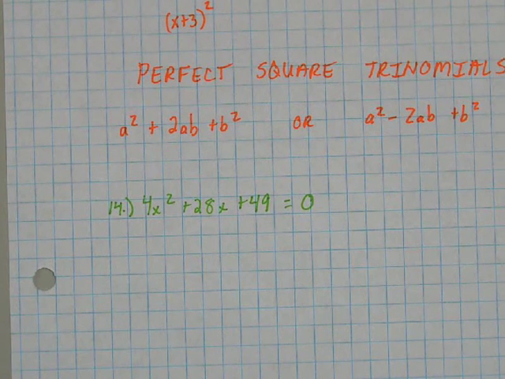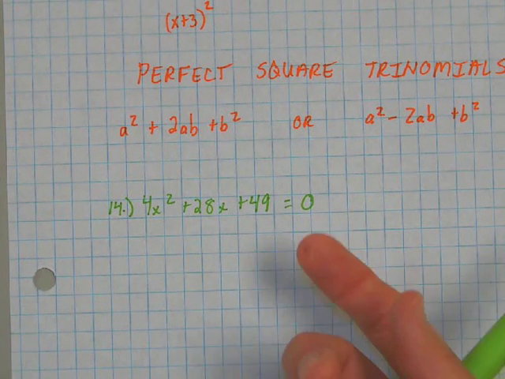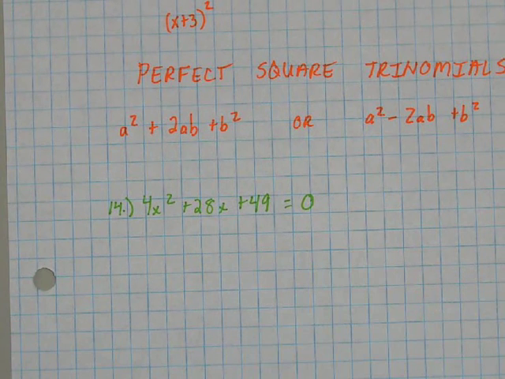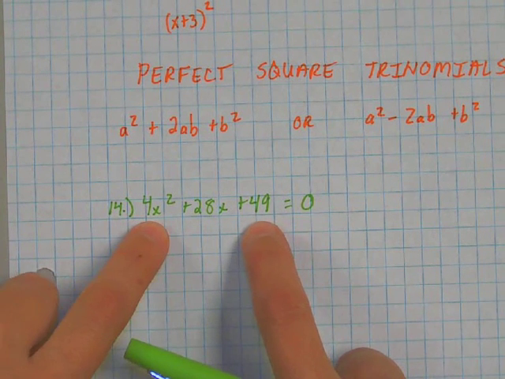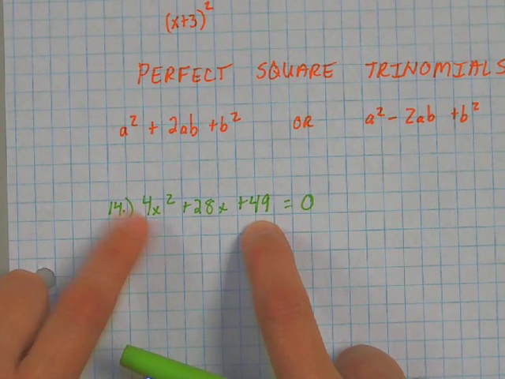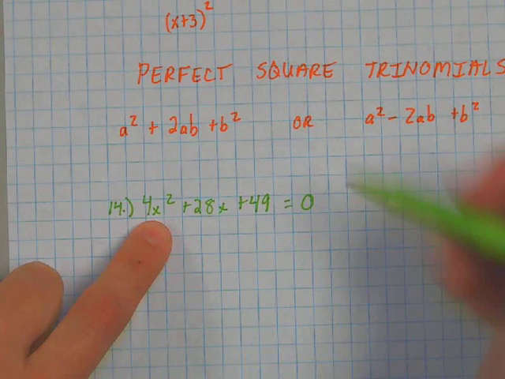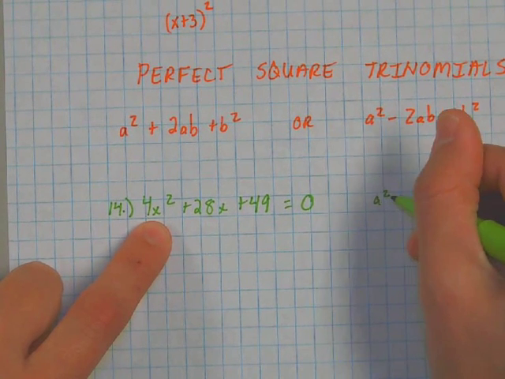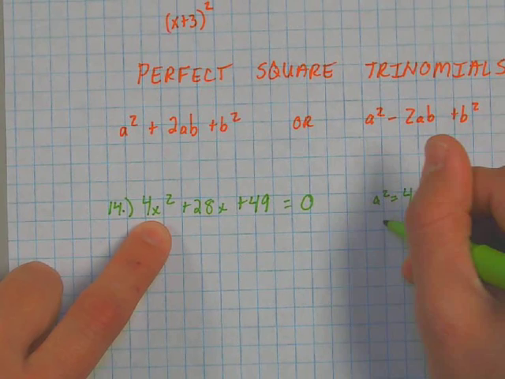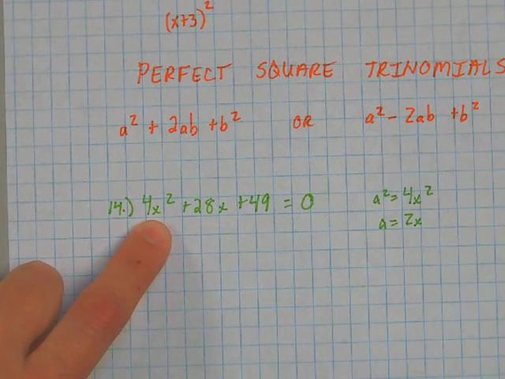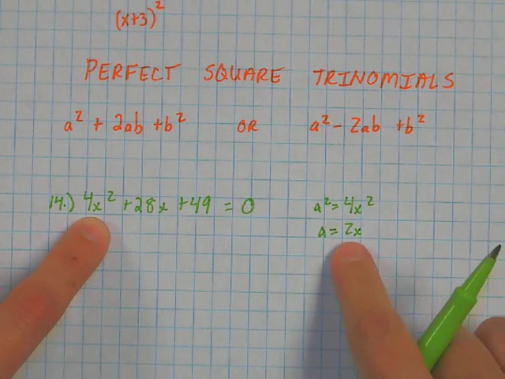So I always want to look and say, well, is there a greatest common factor? No. Is it set equal to 0? Yes. Are the ends perfect squares? Yes, they are. So in this case, I'm looking at a squared is 4x squared, which means a is just 2x. So 2x times 2x gives me 4x squared.